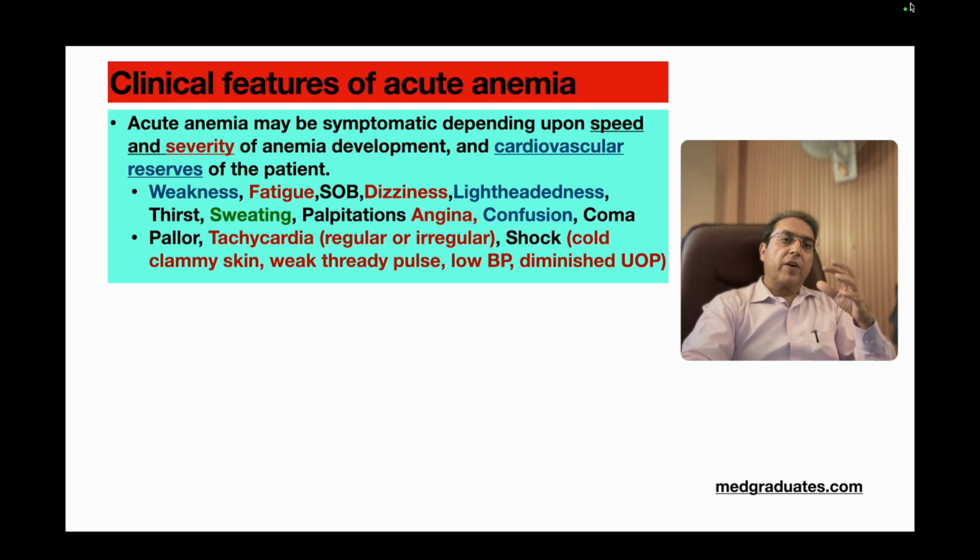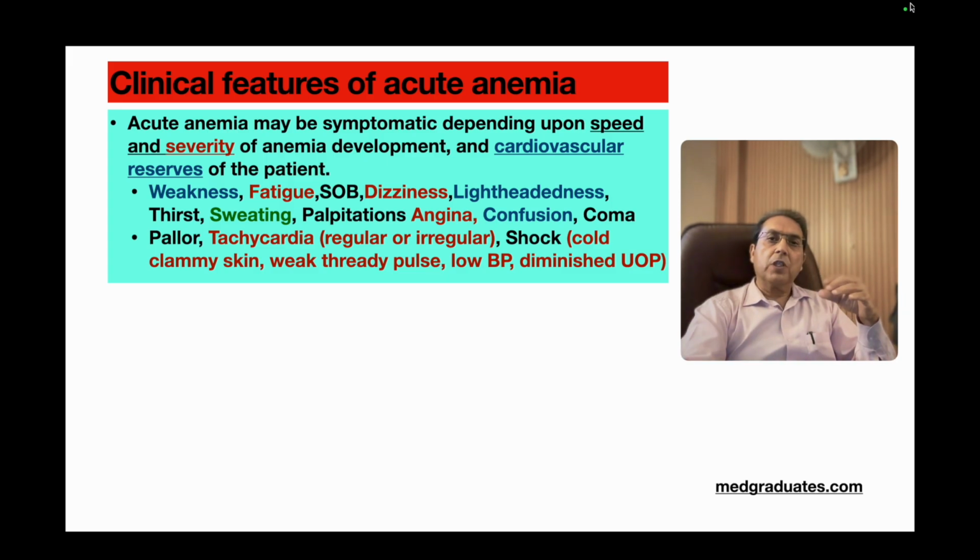When you examine, you may find the patient is pale, there is tachycardia, sweating, the patient is apprehensive, the pulse may be regular, sometimes arrhythmias also develop. If the drop in hemoglobin is very rapid and very large, the patient may develop shock. That is, the patient may have cold, clammy skin, weak, thready pulse, low blood pressure, diminished urine output, and disturbance in consciousness. So this may be shock. So the patient may have all these features.